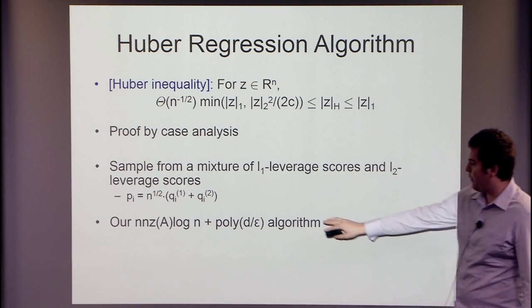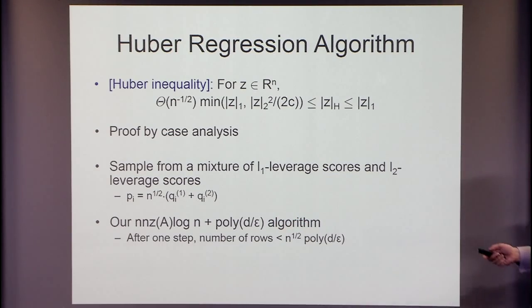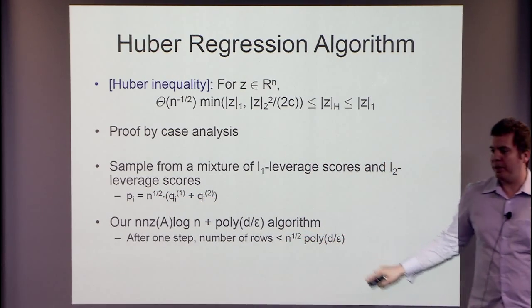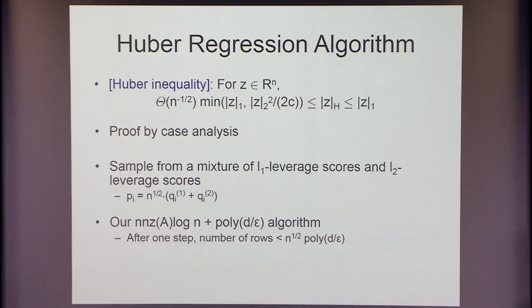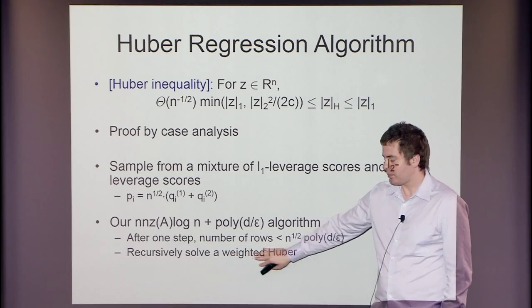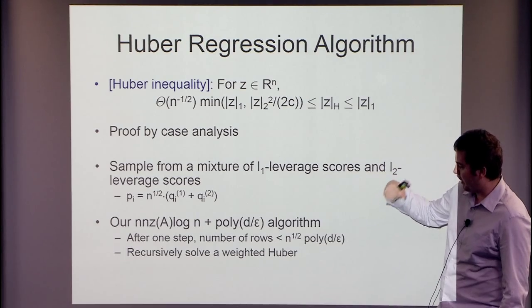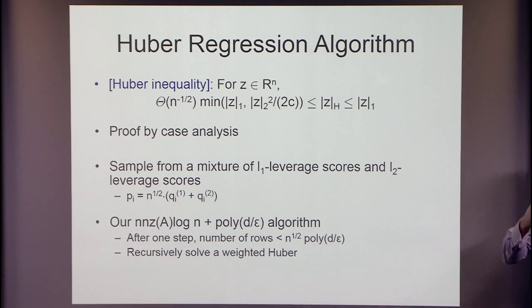So our algorithm for the Huber loss function is the following. In the first step, we sample according to these probabilities, and the number of rows decreases to something like root n times poly d over epsilon. Okay? And then we just repeat this. So we then recursively solve a weighted Huber. There are weights involved in the recursion because you need to multiply by 1 over the probability that you sampled a row. But these weights don't grow too quickly.